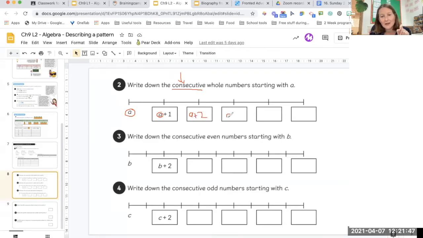A plus 3, because it's getting higher by 3 each time. And then? A plus 4.